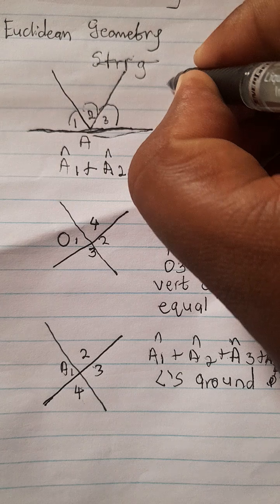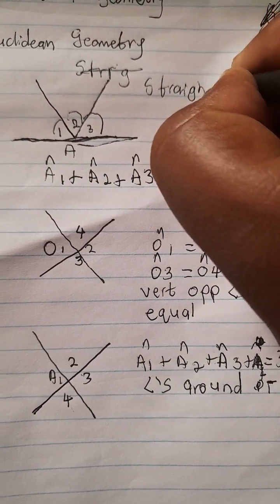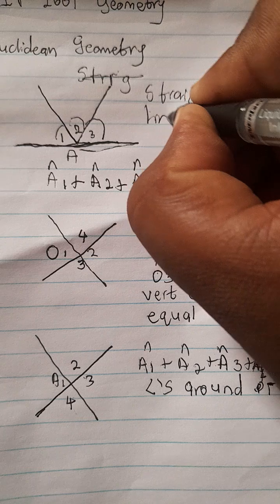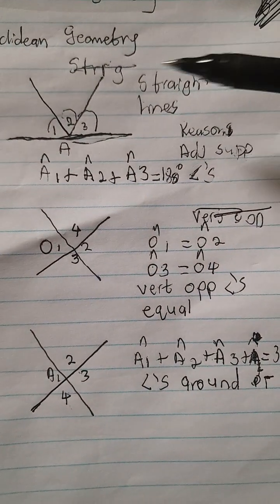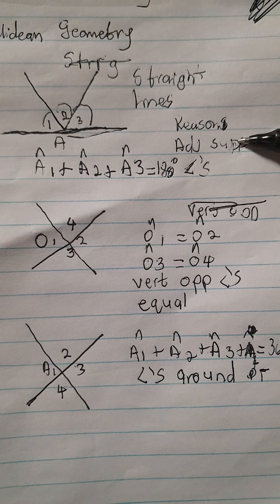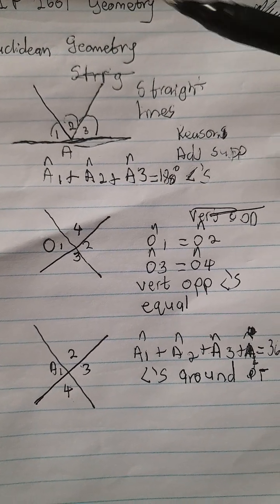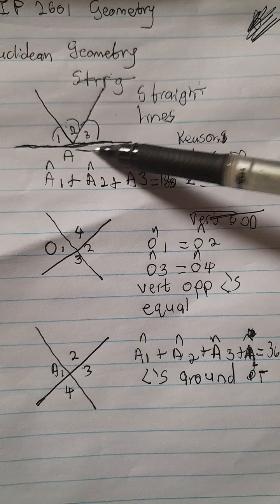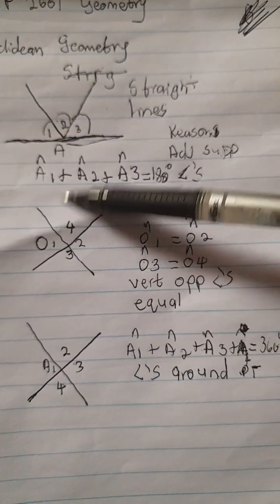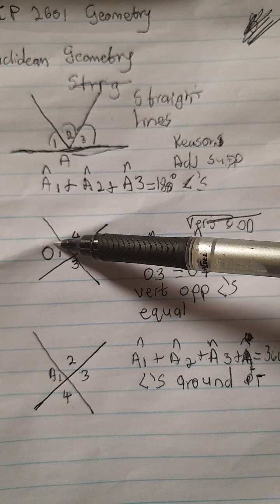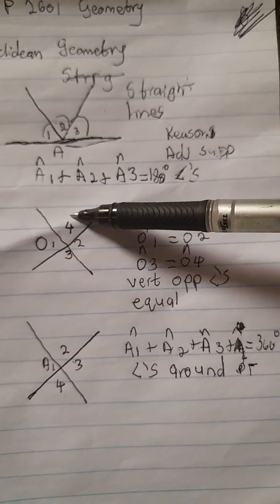Okay, these were straight lines. We're looking at straight lines. The first one, we said that adjacent angles are supplementary because they add up to 180. Then we also said that these angles are vertically opposite to each other, meaning that angle O1 is equal to angle O2, and angle O3 is equal to angle O4.